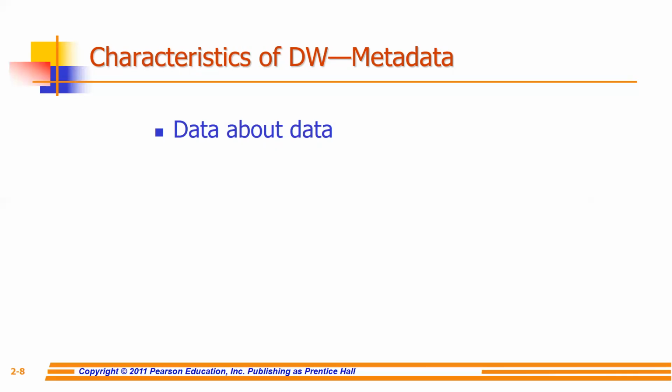Metadata is defined as data about the data. Metadata means we have to explain and identify the different elements of the data, and those elements of the data are stored in a separate segment which is known as metadata.